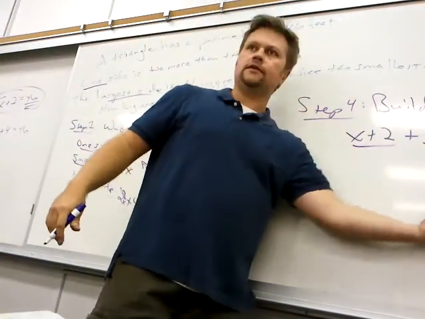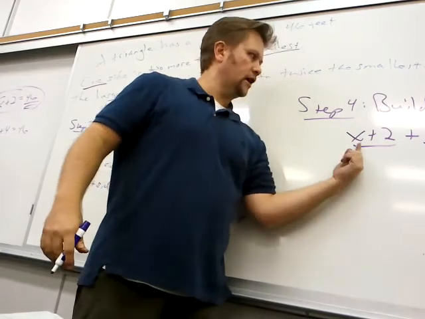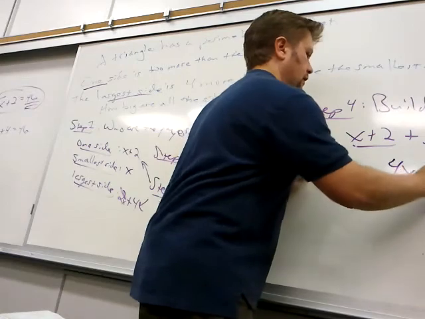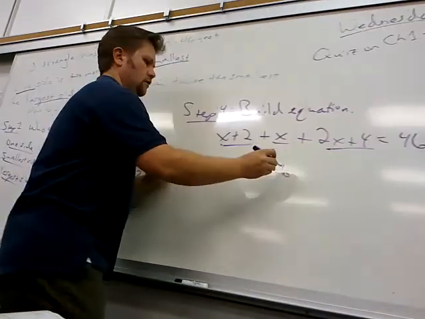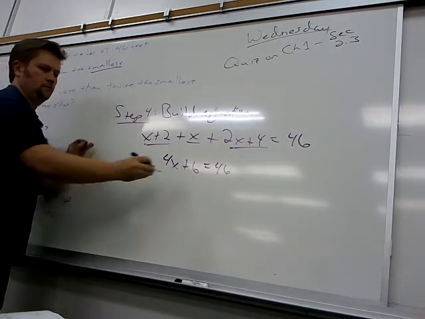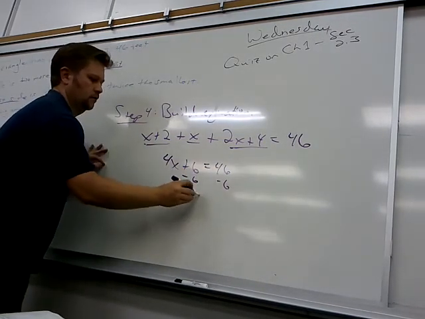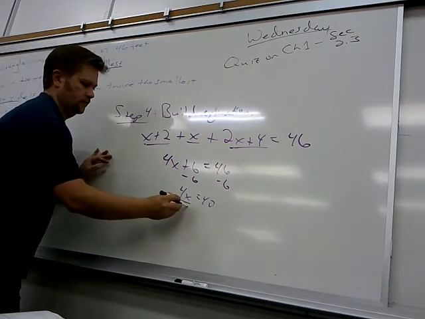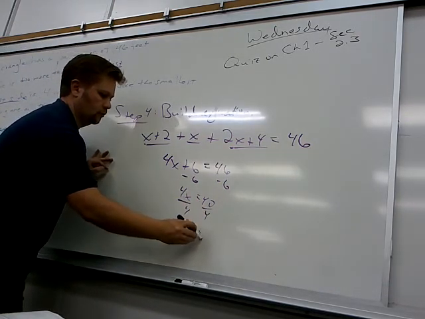And now should be the easy step. X plus 2x, 4x. Plus 6, I like it. 2 and 4, 6. Equals 46. Minus 6. Equals 40. Divided by 4. X is 10. So what's 10?